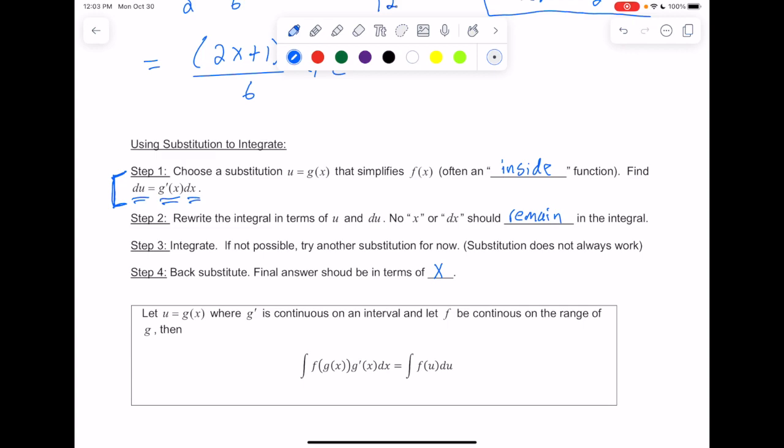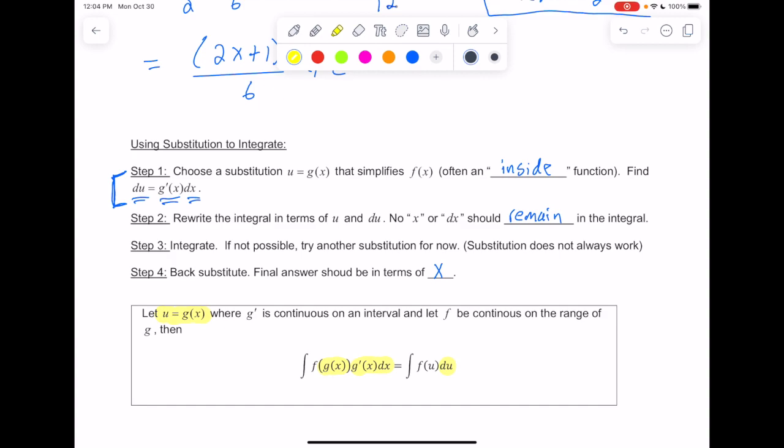All right, and then just a quick box version and summary. If you let u equal g of x, where g prime of x is continuous on an interval, and you let f be continuous on the range of g, then if you're taking the integral of f of g of x times g prime of x dx, that can be converted to f of u du through the substitution u equals g of x. That's very complicated to read, but if you look at what happened, here we have one function inside of another, and we let u be that inside function. And then when you clean up the dx, you're going to say du equals g prime of x dx, so that is the rest of the substitution.